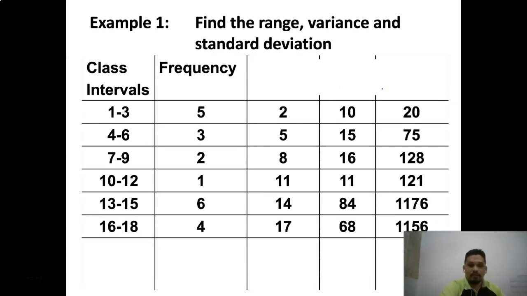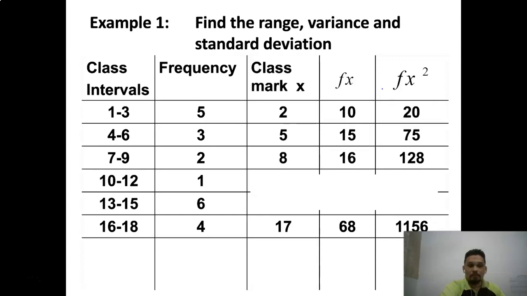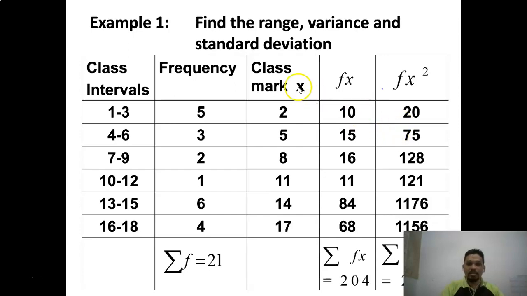Okay. So from class intervals and frequency, then come up with the class marks. Class mark is the midpoint of the class. 1 and 3: 1 plus 3 divided by 2 equals 4 divided by 2, then equals 2. Midpoint of 4 and 6: 4 plus 6 equals 10, divided by 2 equals 5. So class marks, we can also state this as the midpoint, the midpoint of x.